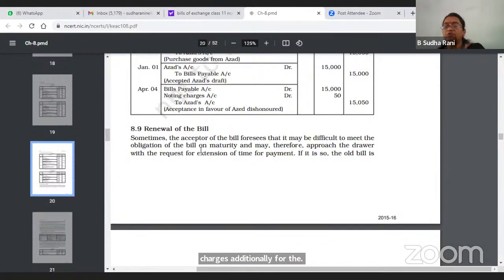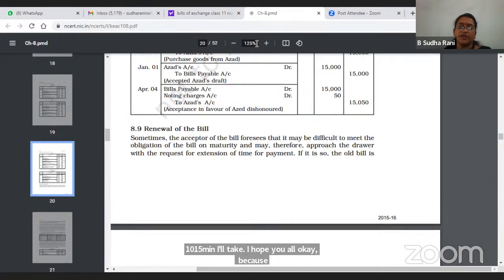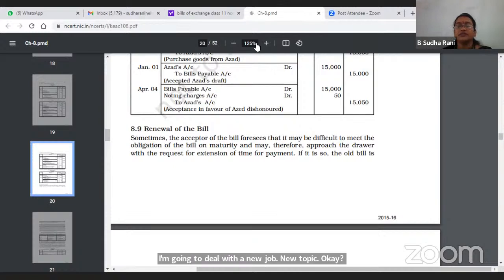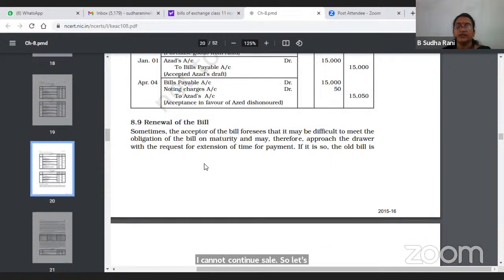Let me explain you more 10-15 minutes I'll take. I hope you all okay. Because tomorrow's, that is next class, I'm going to deal with a new topic. Okay, I cannot continue same. So let's go for renewal of the bill.